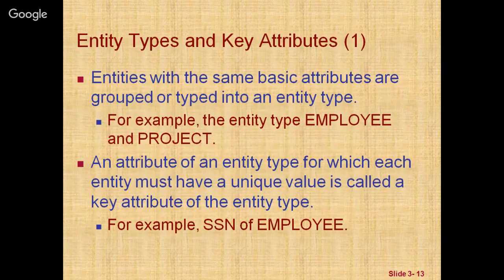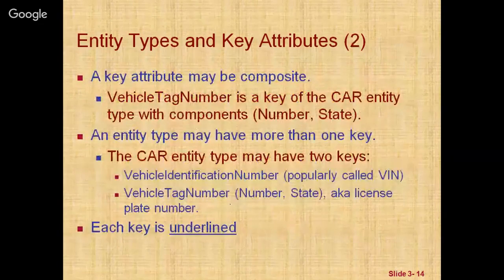For example, the entity types employee and project. An attribute of an entity type for which each entity must have a unique value is called a key attribute of the entity type. For example, social security number of an employee. A key attribute may be composite. So vehicle tag number is a key of the car entity type with components such as number and state.